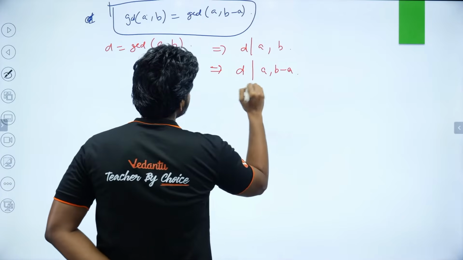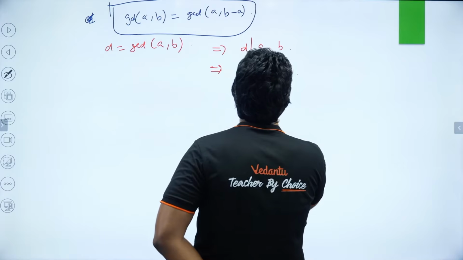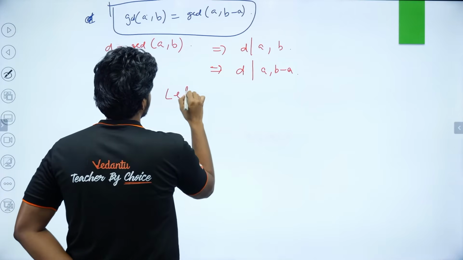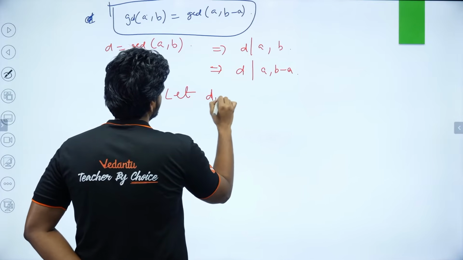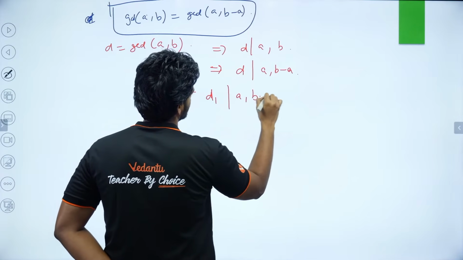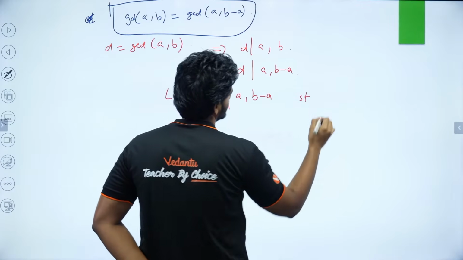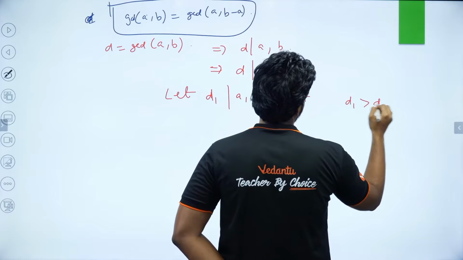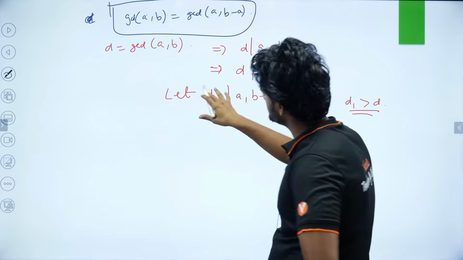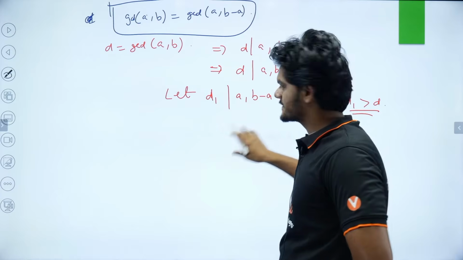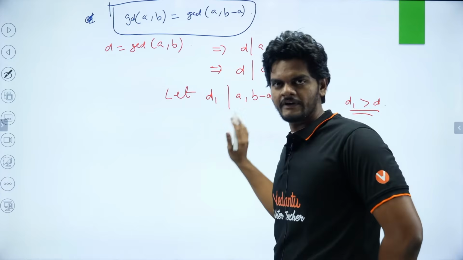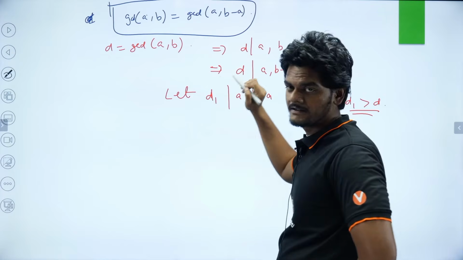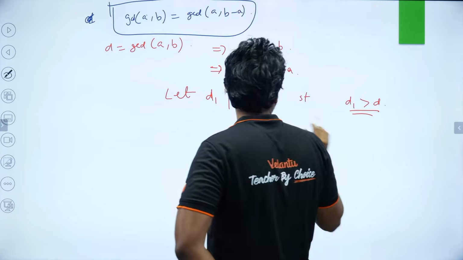Now, to show that this is the GCD, we have to let D1 divide A and B minus A such that D1 is greater than D. We are assuming that there is some divisor which is greater than D. If we find this to be a contradiction, that proves that D is the greatest common divisor. Okay.